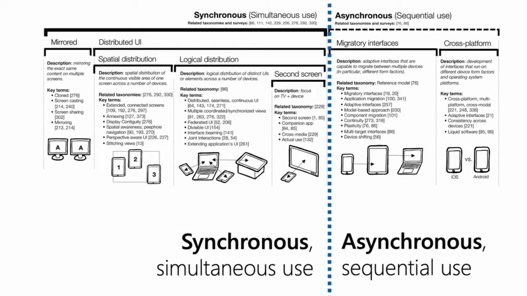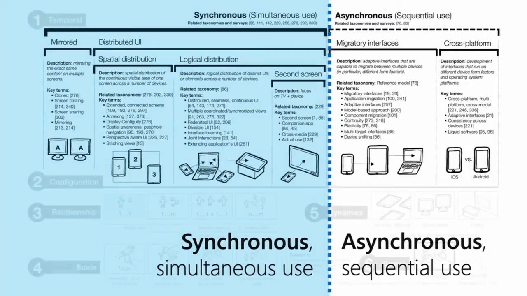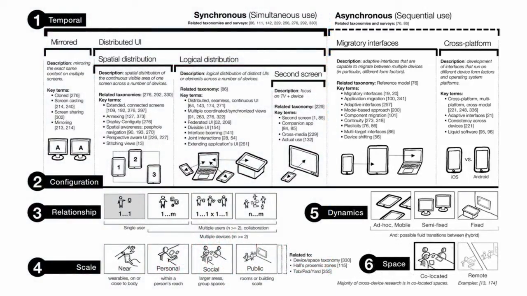They fall into 2 main categories. Interactions can either be synchronous, when interactions happen at the same time, or asynchronous, with a sequential flow of interactions across devices. And the large majority of the work we sampled in our survey falls into the first, synchronous category. Besides the temporal and configuration characteristics, there are 4 more dimensions that we can see here at the bottom: the relationship of people and devices, and Saul mentioned many examples that address that category in particular; the scale they interact on; the dynamics of the setup; and lastly, the use of space.